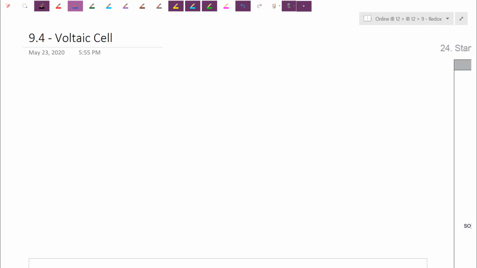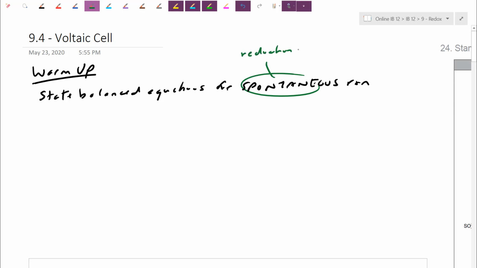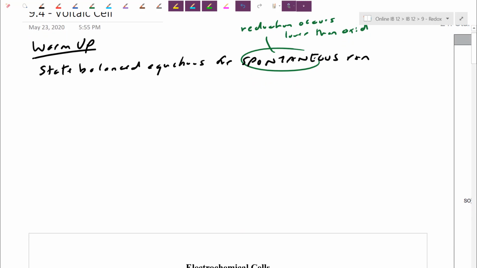So just for a quick practice, just in reading the table. So warm up. I want you to just state balanced equations for the spontaneous reactions. Okay. And I'm going to work through this with you here. When you look on your table here, we basically want to make sure that the reduction half reaction occurs lower than the oxidation. Okay, so as we step through some questions, we'll see what we mean.